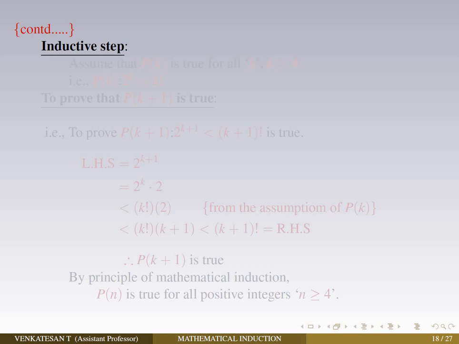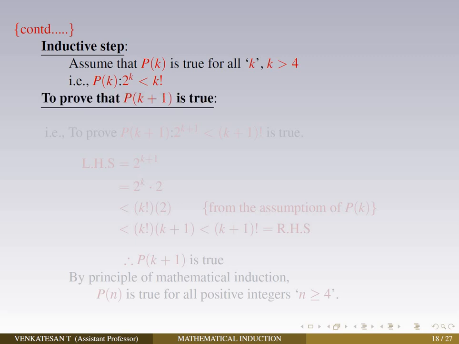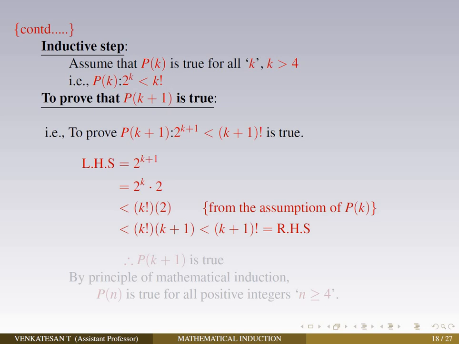Next, in the inductive step, I assume that P of k is true for all values of k where k is greater than or equal to 4. That is, P of k: 2 power k less than k factorial. Next, to prove that P of k plus 1 is true. That is, to prove 2 power k plus 1 less than k plus 1 whole factorial is true. Now consider the left hand side, which is 2 power k plus 1.